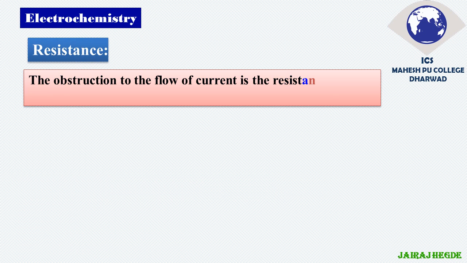All conductors will not allow 100% of flow of electrons. They offer some obstructions to the flow. This obstruction or the opposing force to the flow of electrons, we call it resistance. So resistance can be defined as the obstruction to the flow of current in any conductor.